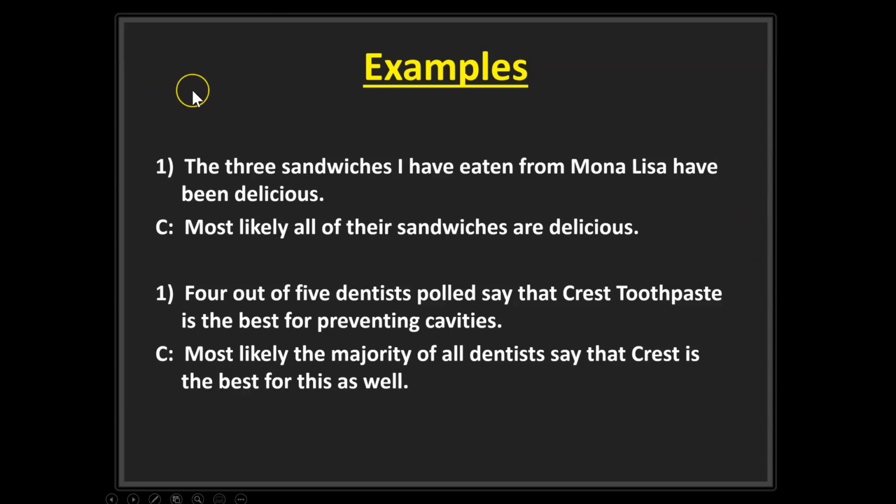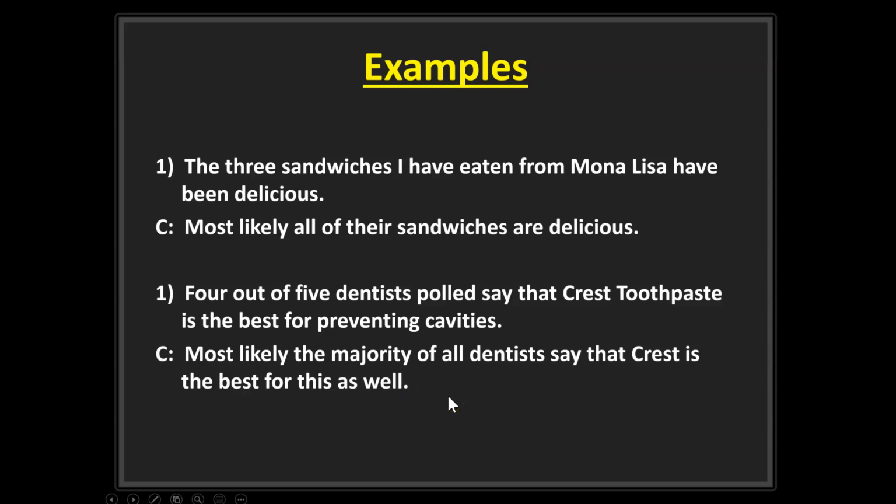The more important point for our purposes right now is that you're drawing a conclusion that all of their sandwiches are delicious, or most likely all of their sandwiches are delicious, based on a sample of 3. So you move from your sample to the whole class of things. And similarly with this example, 4 out of 5 dentists polled say that Crest toothpaste is the best for preventing cavities. So most likely the majority of all dentists say that Crest is the best for this as well.